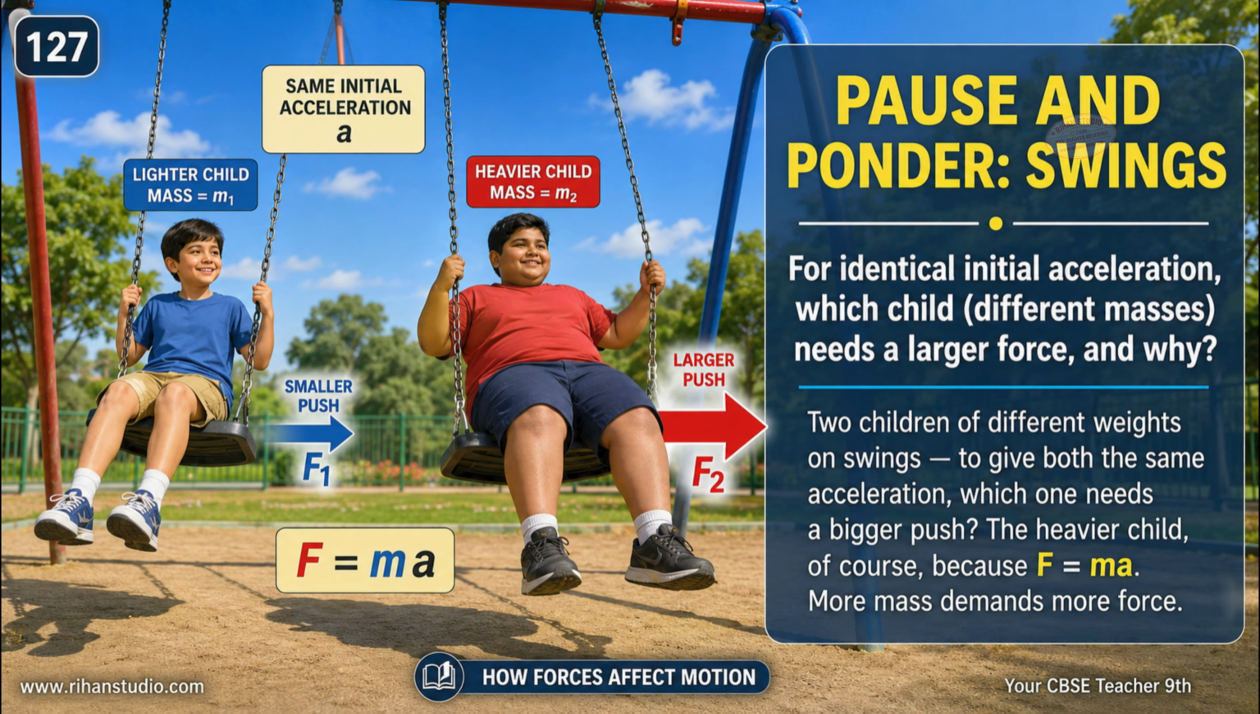Pause and ponder. Swings. 2 children of different weights on swings. To give both the same acceleration, which one needs a bigger push? The heavier child, of course, because F equals ma. More mass demands more force.